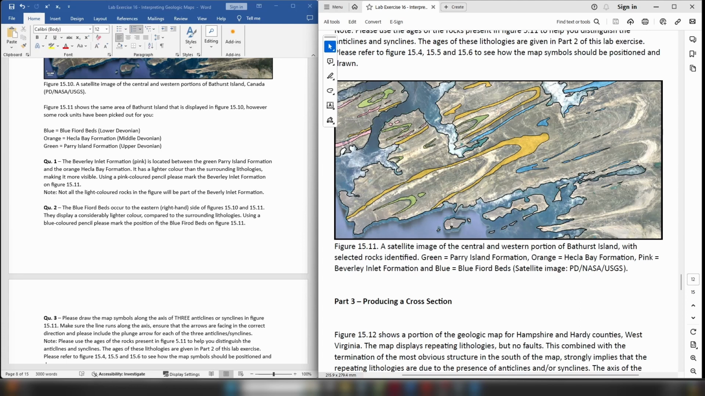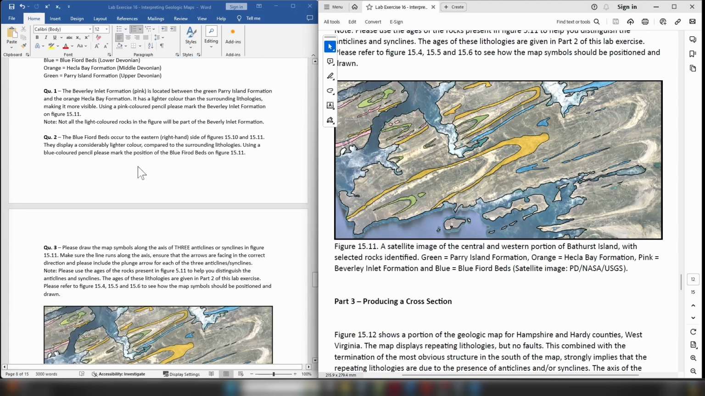Okay, so for question 1, you are going to be picking out the areas where the Beverly Inlet Formation is exposed, and you're going to be marking those with a pink colored pencil or pink highlighter. So on to question 2.